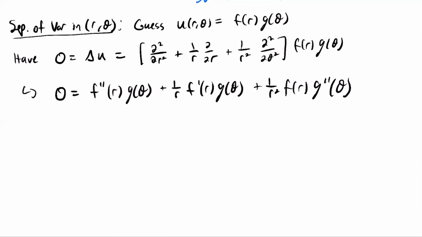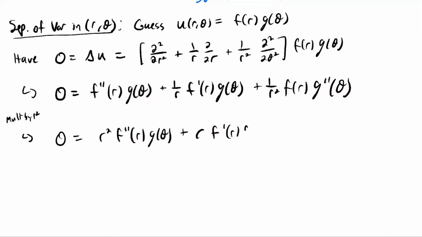Let's rearrange this equation. We have to do a bit of algebra. We don't like dividing by powers of r, so let's just multiply through by r squared. If I multiply by r squared, we end up with 0 is equal to r squared f prime prime of r g of theta plus r f prime of r g of theta plus f of r g prime prime of theta.